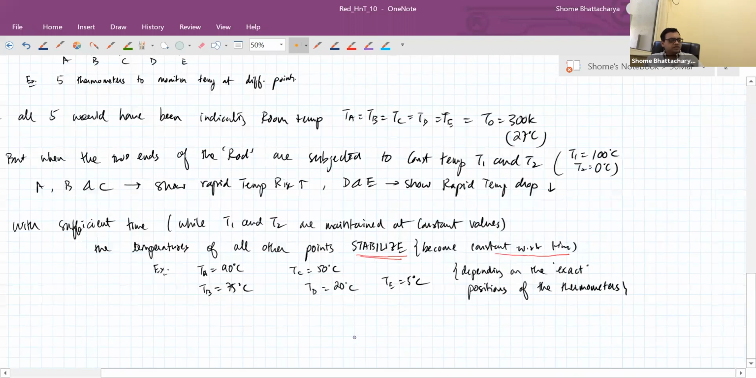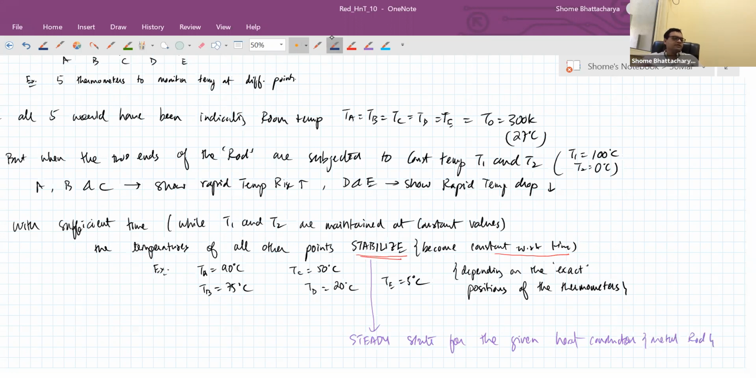So this is the steady state for the given heat conductor, in this case, the metallic rod. The moment the temperatures have stabilized at different points on the rod, we say that it has reached steady state. And now we will understand the mathematical relations to the different physical parameters at steady state.